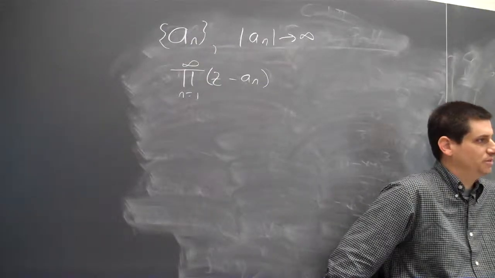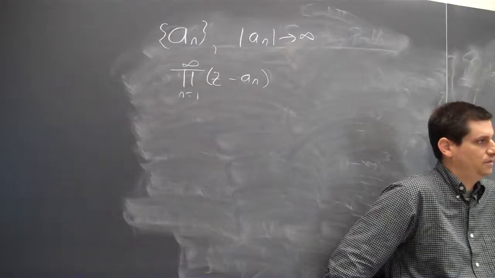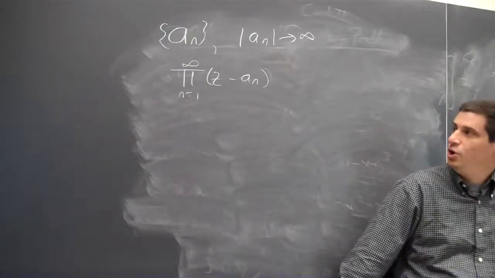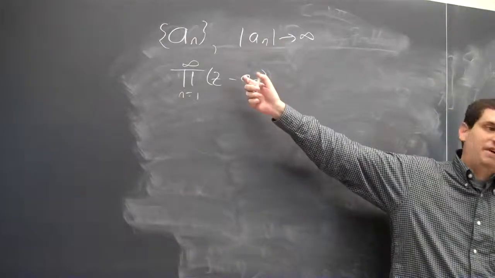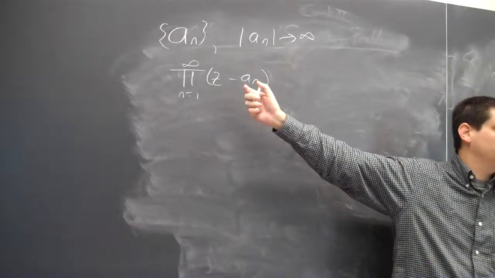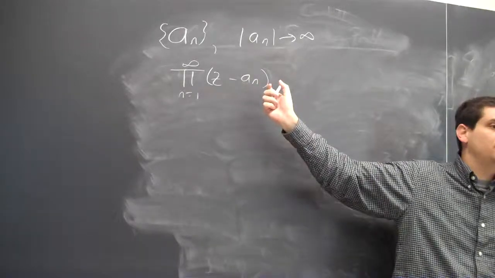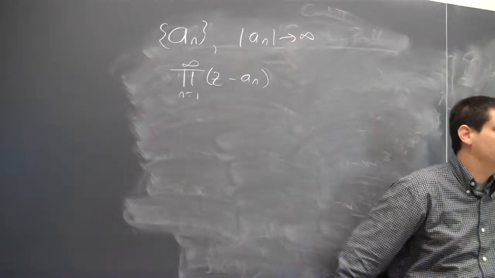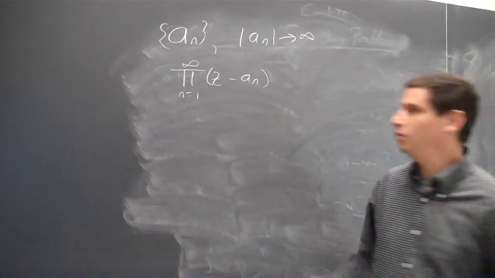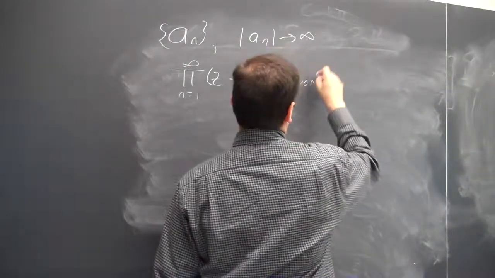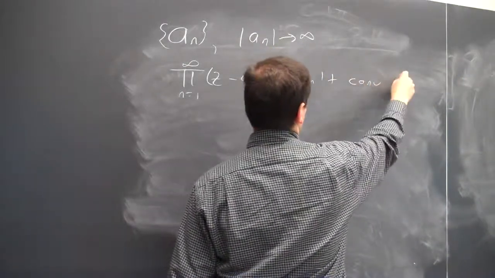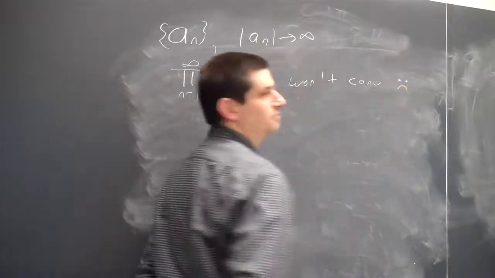This is not going to be possible. Unfortunately, when I try to understand this, if I fix z inside a giant circle of radius r, the a_n's are eventually going to just dwarf this in terms of size, and this is going to go off to infinity. So it won't converge. Very sad.